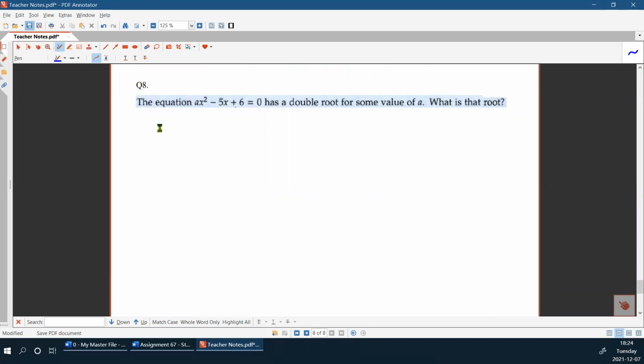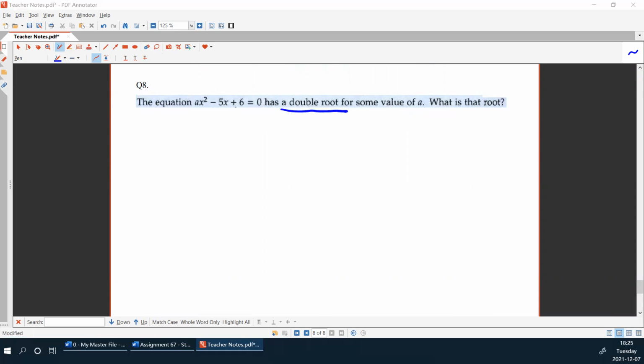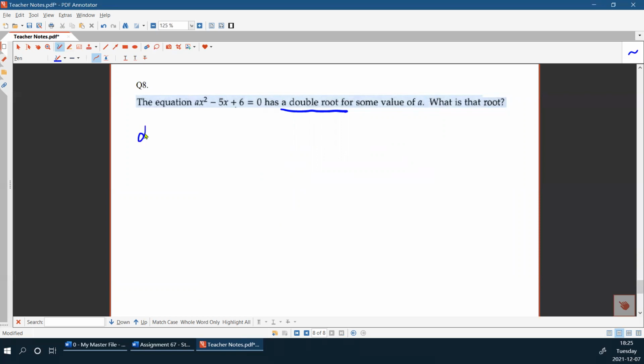The last question states that the equation ax squared minus 5x plus 6 has a double root for some value of a. What is that root? Double root means, what does it mean? Double root means two identical roots, right? So we need to check the determinant, which is usually denoted by delta. So delta is b squared minus 4ac, right? When b squared minus 4ac equals 0, then we will have a double root, right?